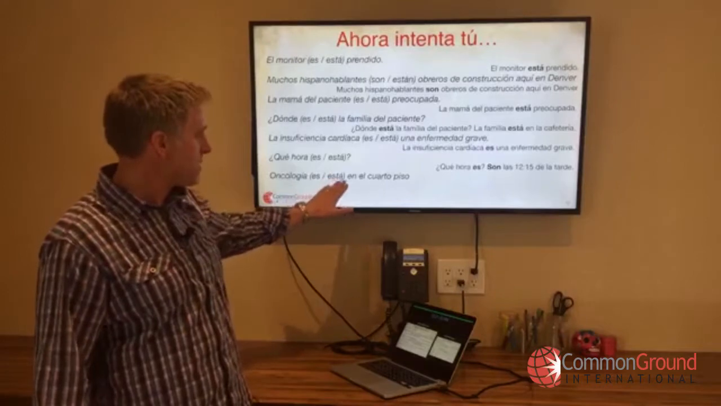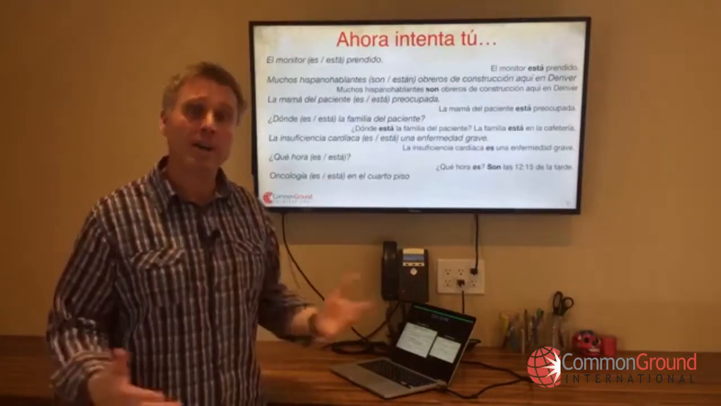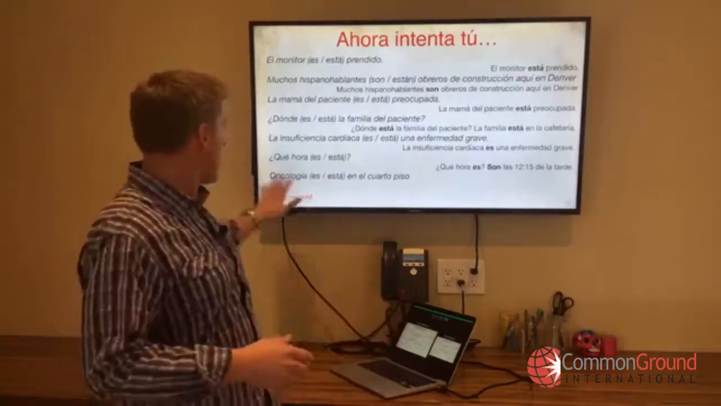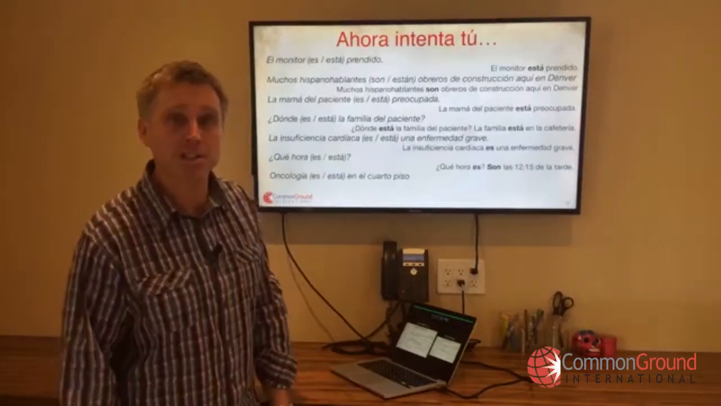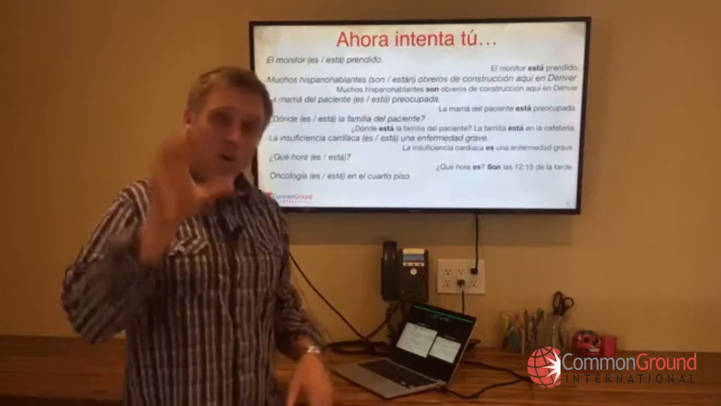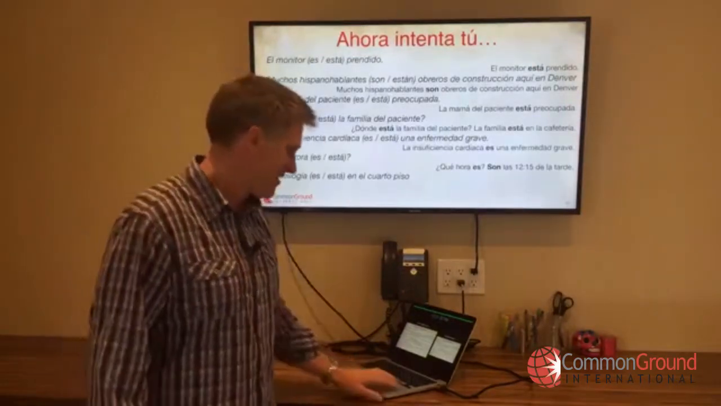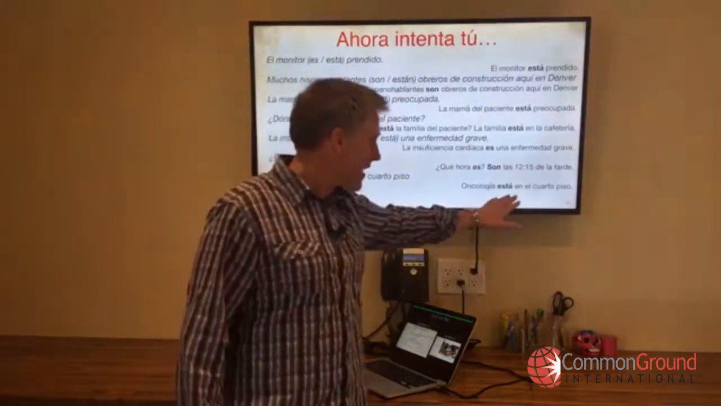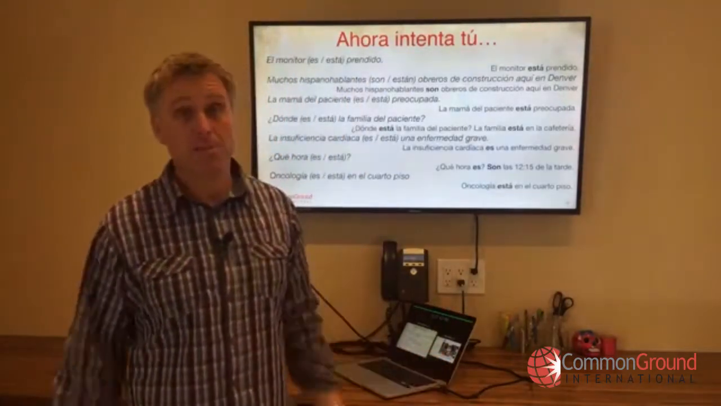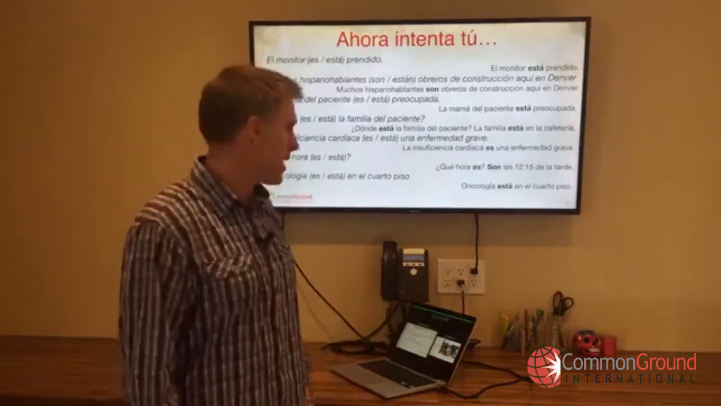Oncología es o está en el cuarto piso. Oncology, like the department, oncology es o está en el cuarto piso. Oncology is on the 4th floor. Corto or place? Place. Oncología está en el cuarto piso. And that one's a specific, that's a location where it is, ¿verdad?